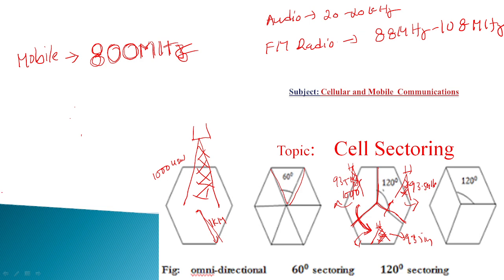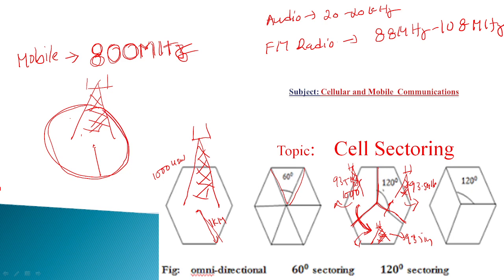The original cell, just an assumption, is this. This is the coverage area. Here this is the cell site. With this single coverage area, we can serve, just an assumption, 1,000 users only. But after sectoring, you can increase the number of users to 3,000. Like this, we go for sectoring.